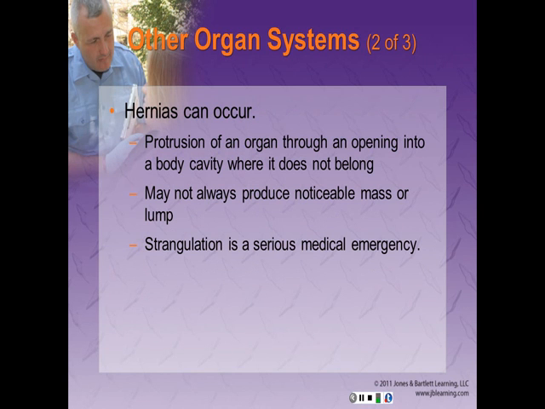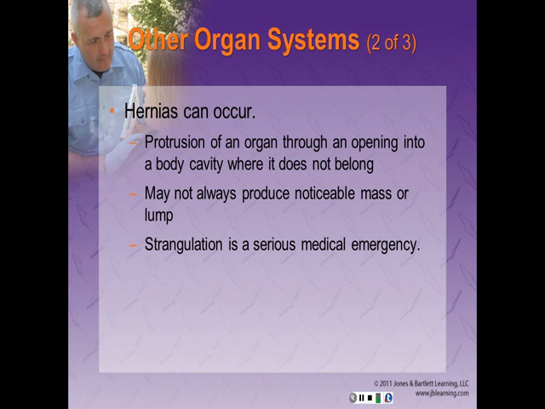Hernias can also occur. A hernia is a protrusion of an organ or tissue through a hole or opening into a body cavity where it does not belong. They can occur as a result of the following: a congenital defect, such as around the umbilicus, a surgical wound that has failed to heal properly, or a natural weakness in an area, such as in the groin. Hernias may not always produce a noticeable mass or lump.